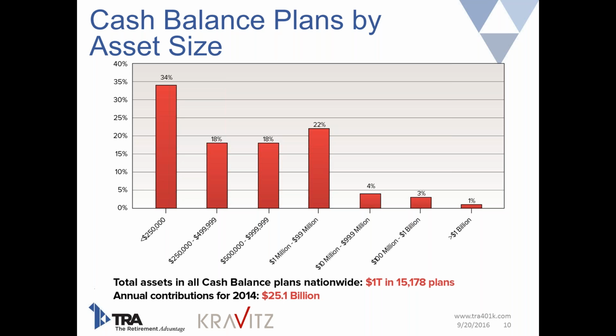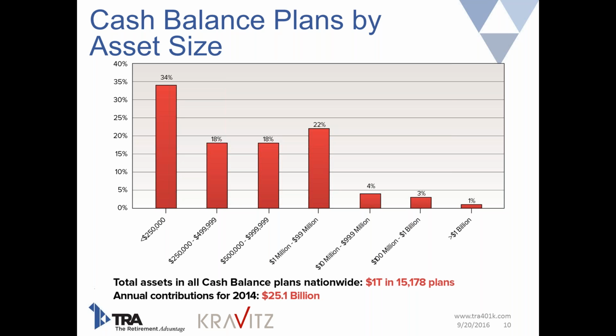But if that doesn't convince you, look at this chart and look at the $1 million to $10 million slot. 22% of all cash balance plans. So I would argue, back when TRA and Kravitz worked with some advisors maybe 5 or 6 years ago, we were establishing a number of startup plans for our clients. Fast forward 5 or 6 years, a lot of those plans have quickly grown from $1 to $10 million, and they now represent 22% of all plans. And you can see in between the different asset sizes. So these plans grow quick.